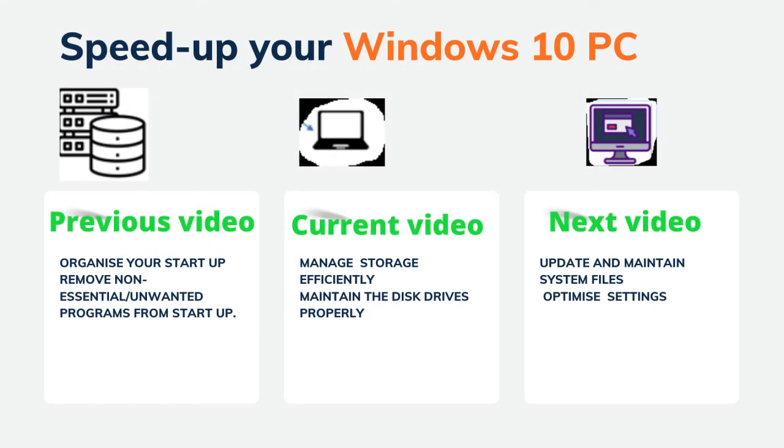In the first video in the series, how to speed up your Windows 10 PC, we have seen how to manage startup of a Windows 10 PC efficiently. In the current video, we have seen how to efficiently manage the storage space on the disk drives. To get optimum performance of a PC, its settings must be proper and there should not be any corrupt system files. In the next video, we will discuss these aspects.